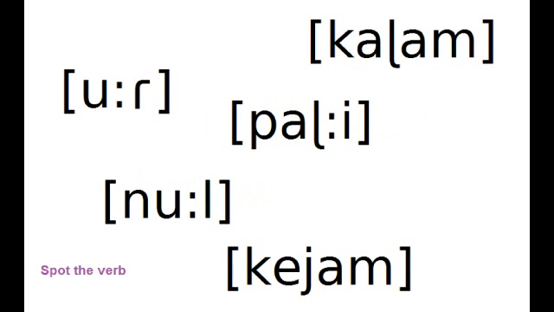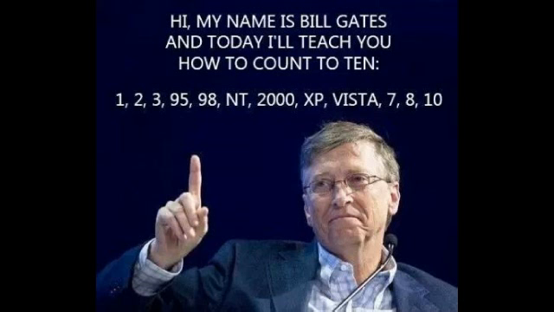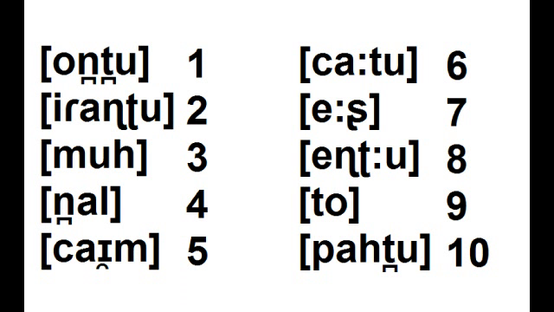This will be the section of the video where I will give you a reconstructed piece of vocabulary. However, although there is a sizable amount of reconstructed vocabulary for Proto-Dravidian, it has been a bit hard trying to find any verbs, which is kind of important to actually making a sentence. Therefore, I'm going to try counting to 10 in Proto-Dravidian instead. Ontu, irantu, muh, nal, caym, caru, elu, entu, toll, pattu.